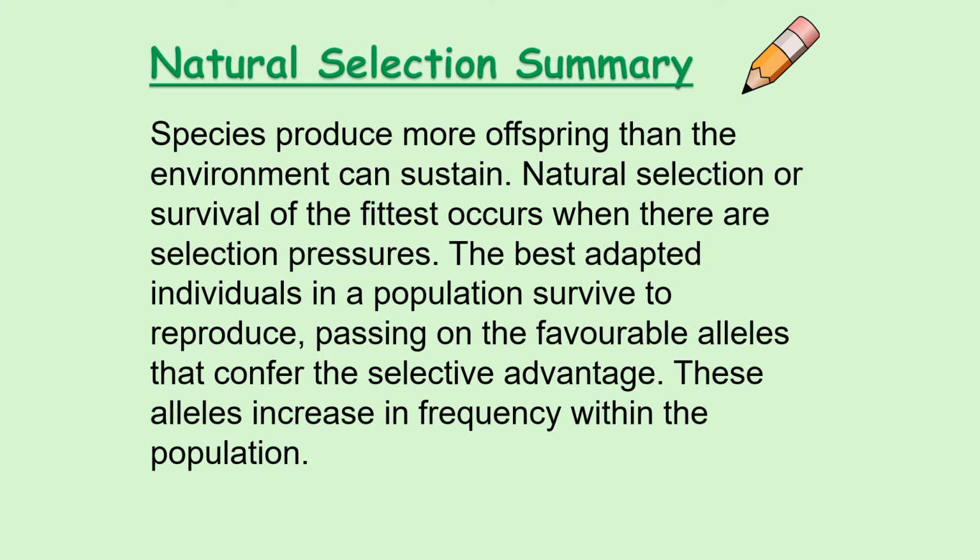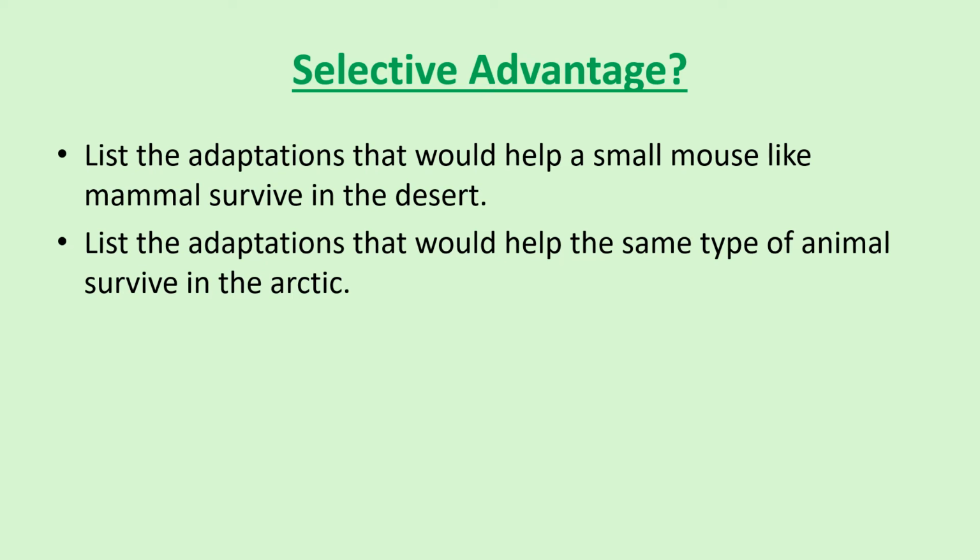So species produce more offspring than the environment can sustain. Natural selection or survival of the fittest occurs when there's selection pressure. So that's like predation, competition, disease. The best adapted individual in the population will survive, and it will reproduce. It will pass on its favourable alleles that confer the selective advantage. These alleles will increase in frequency within the population. Let's look at the word selective advantage in more detail.